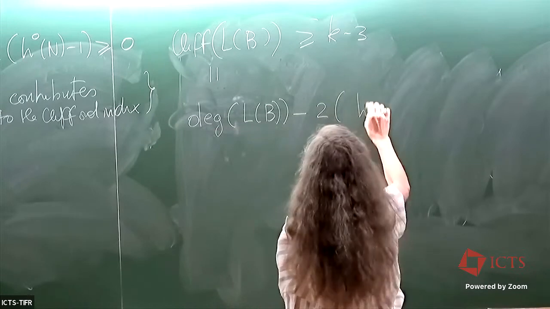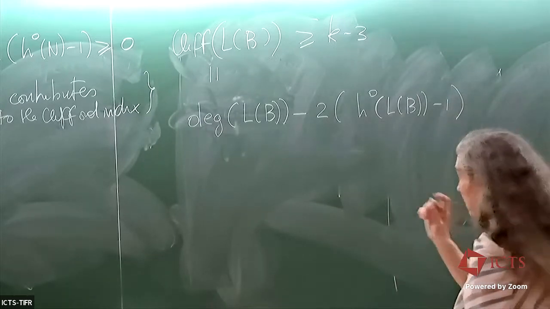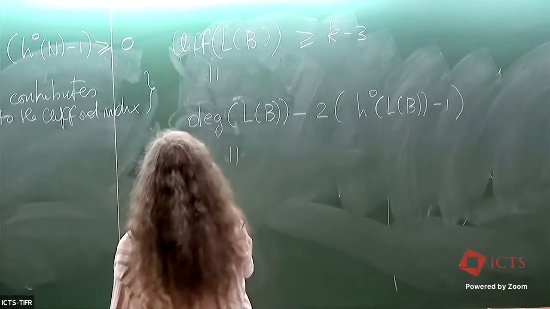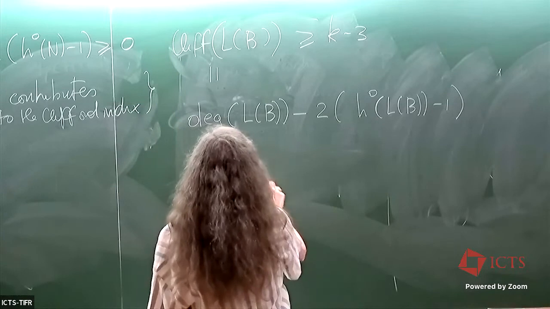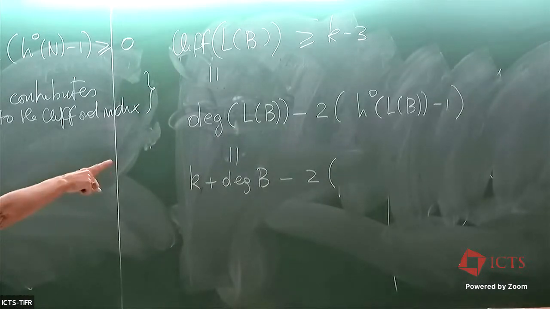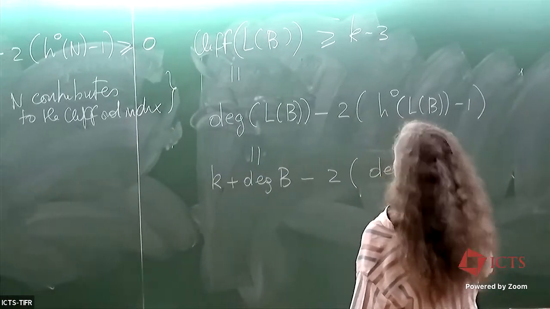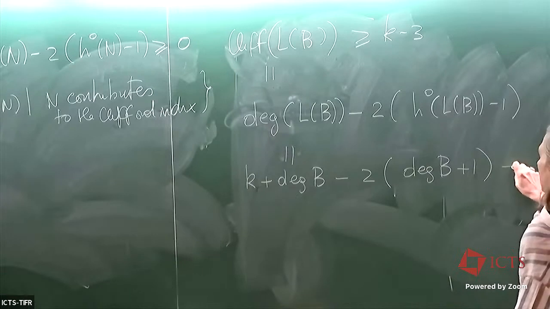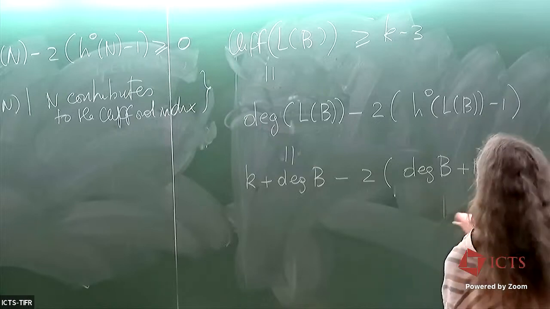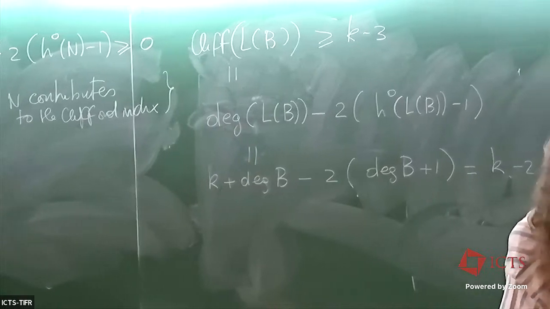minus two times... okay, and now let me just conclude by saying that the degree is k plus the degree of B, minus two times the degree of B plus two minus one, so the degree of B plus one. And so this is k plus k minus two plus minus the degree of B.